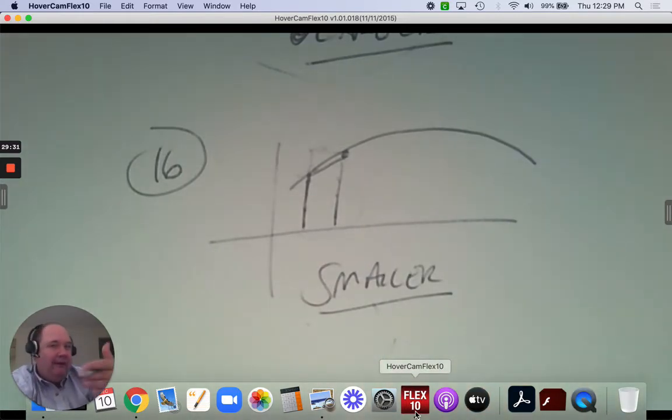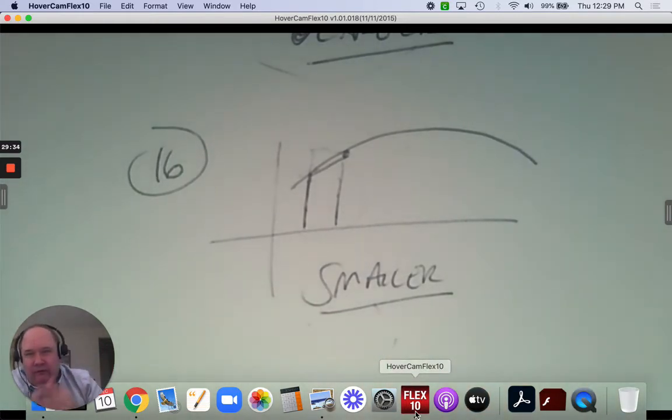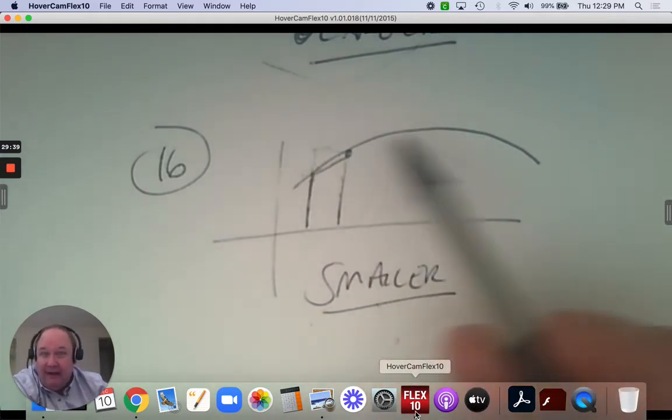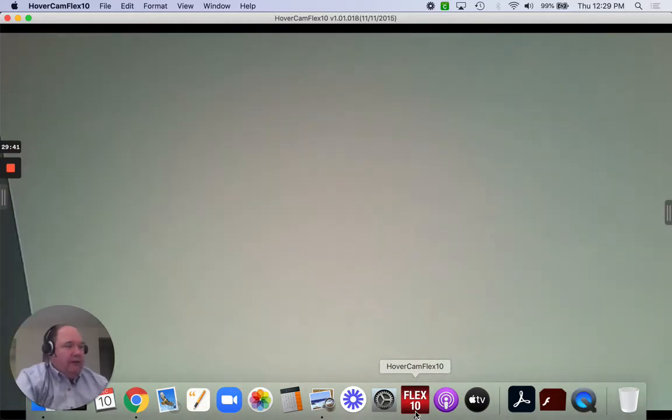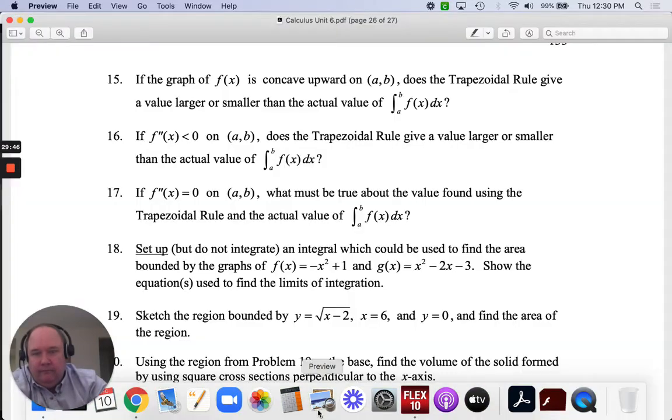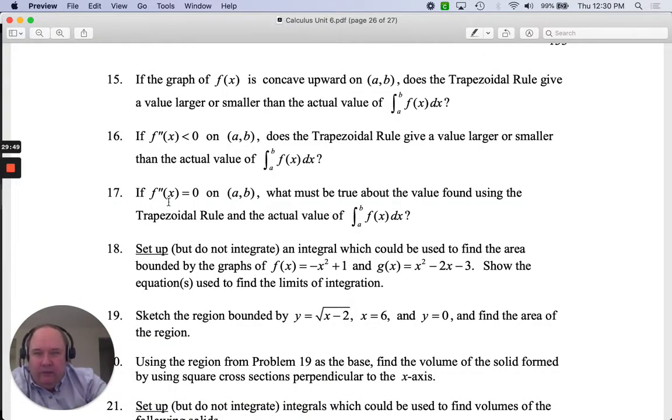Sometimes in an AP exam, you have to justify if something's an overestimate or an underestimate. What they're looking for is if you're looking at the concavity. That tells you that. All right, number 17. The second derivative is equal to 0. What must be true about the value found using the trapezoidal rule and the actual value of that integral from a to b?